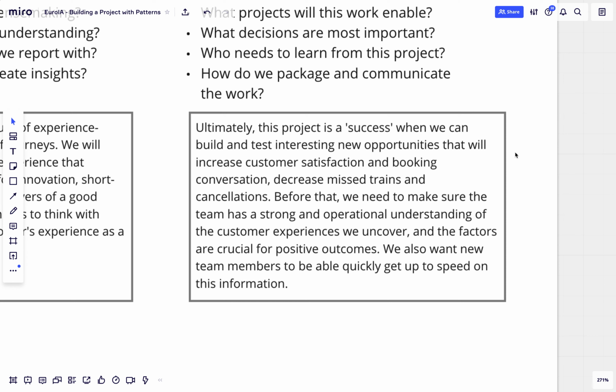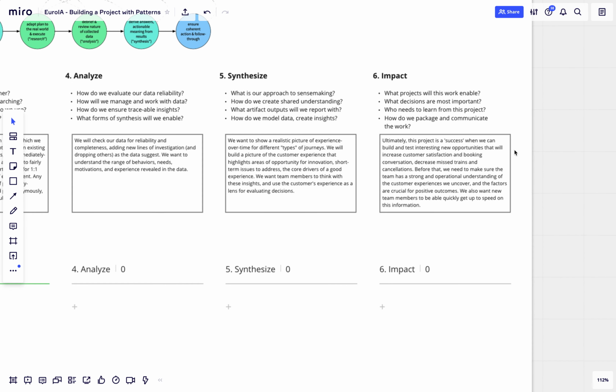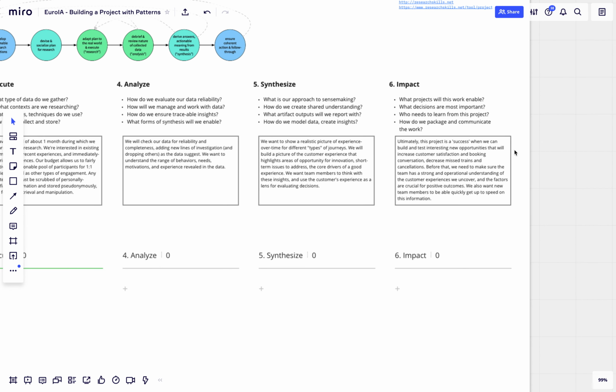What have we said? Ultimately, this project is a success when we can build and test interesting new opportunities that will increase customer satisfaction and booking conversion, decrease missed trains and cancellations. Before that, we need to make sure the team has a strong and operational understanding of the customer experiences we uncover and the factors that are crucial for positive outcomes. We also want new team members to be able to quickly get up to speed on this information. Okay, so that leaves us with some pretty good things to think through.